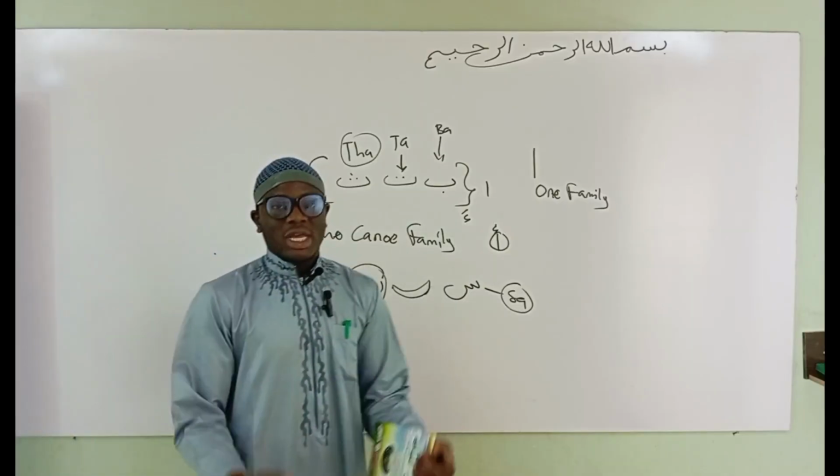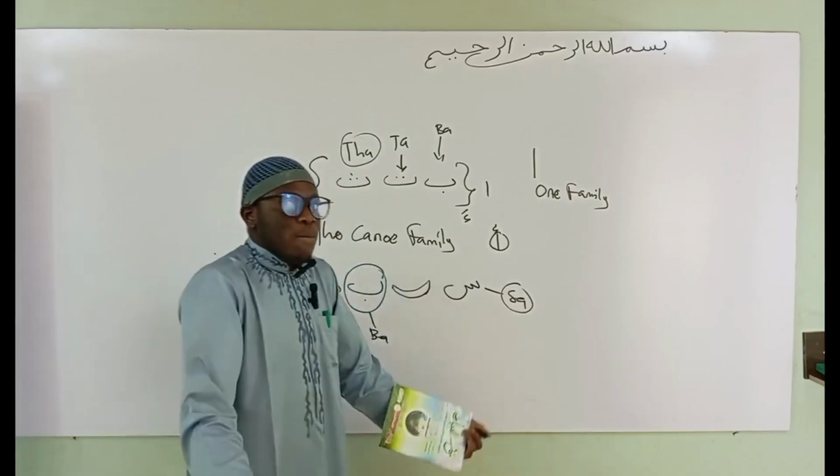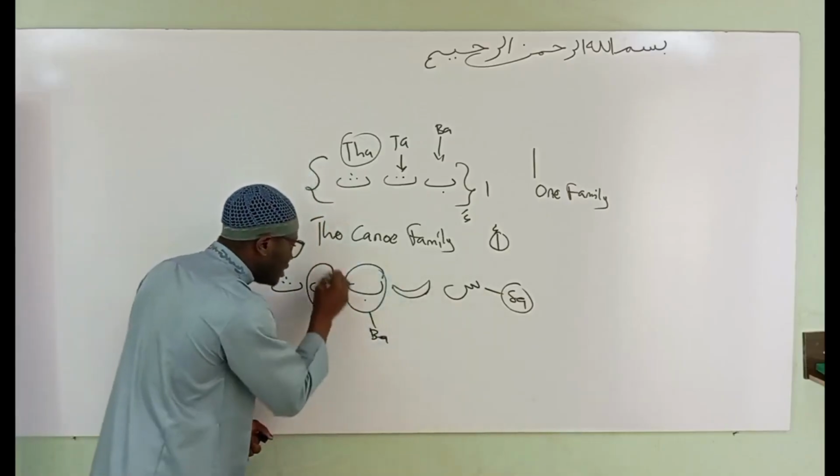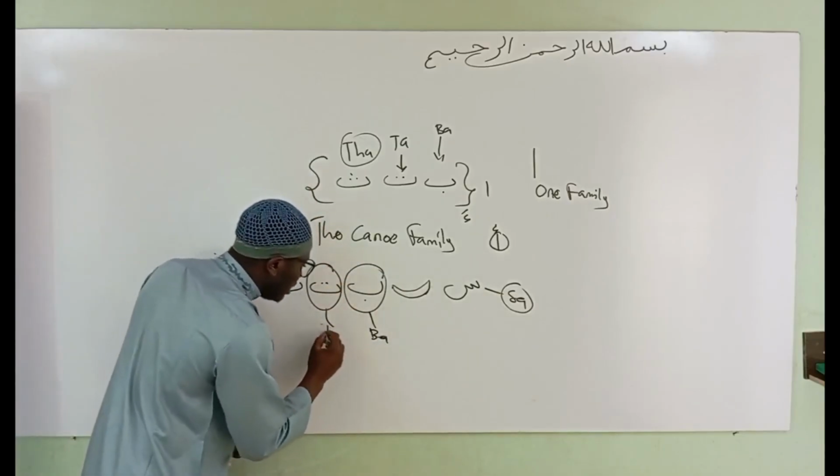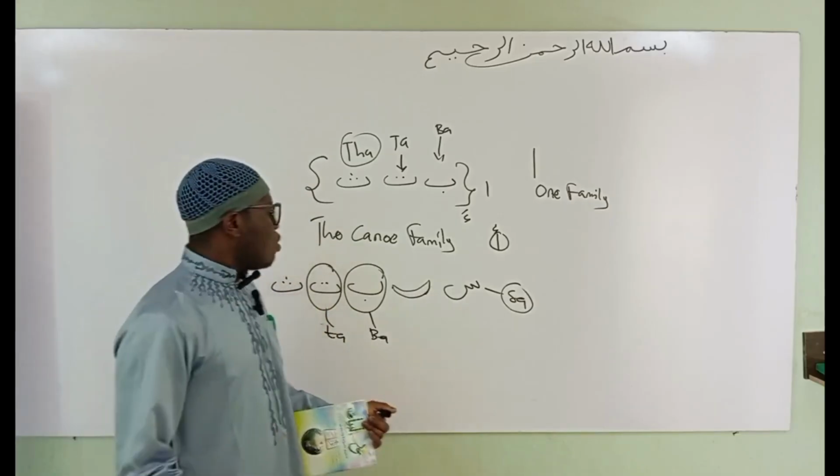So what does that tell us? It tells us that this is the secondborn. So the secondborn here is Ta. And we name it Ta. We name the secondborn Ta.